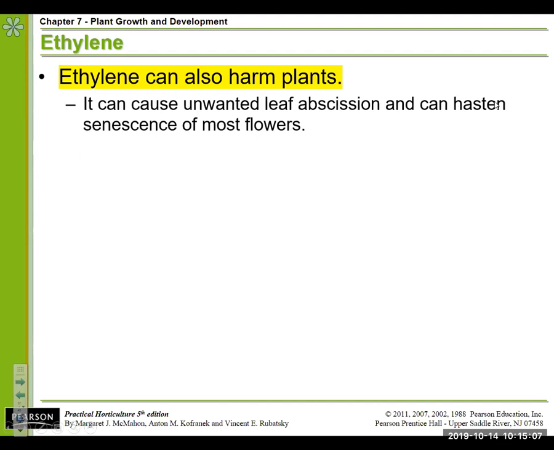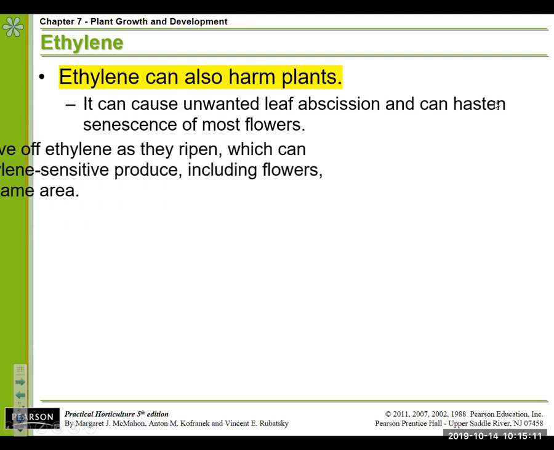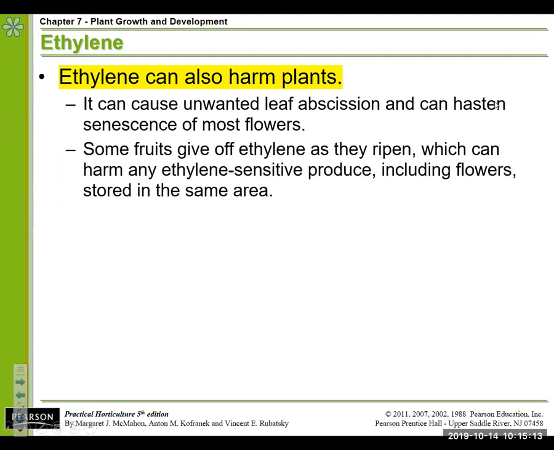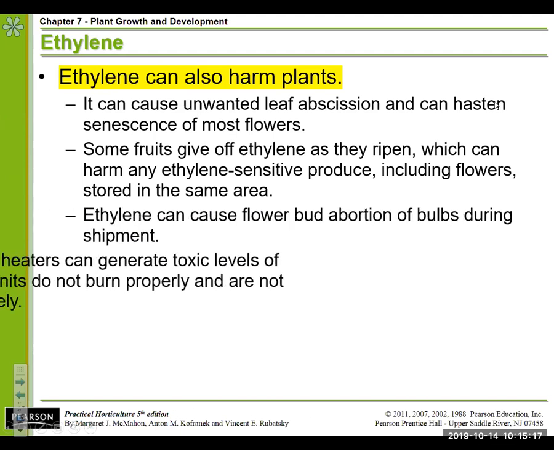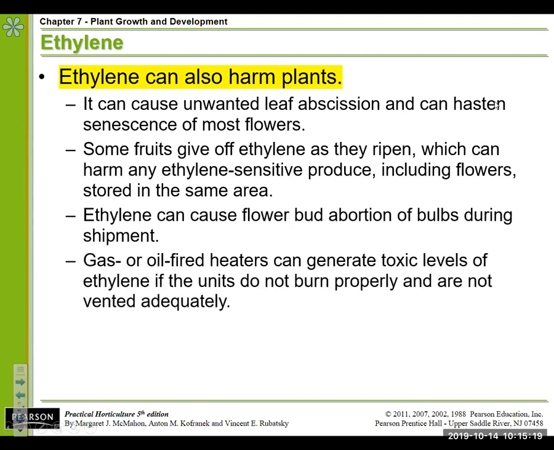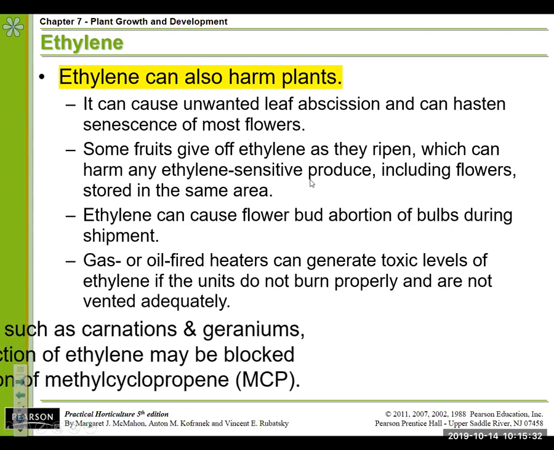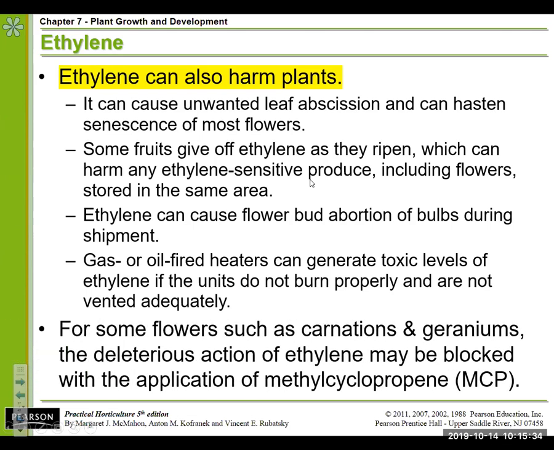So it can cause unwanted leaf drop and can hasten the process of senescence of most flowers. It also can cause flower bud abortion of bulbs during shipment. We can also get ethylene being produced by gas or oil-fired heaters as a byproduct if they're not vented adequately as well.